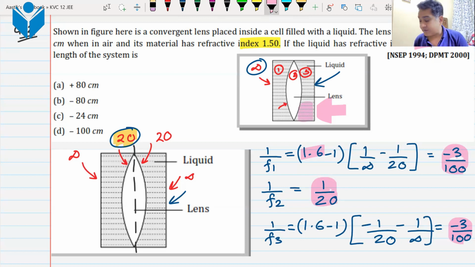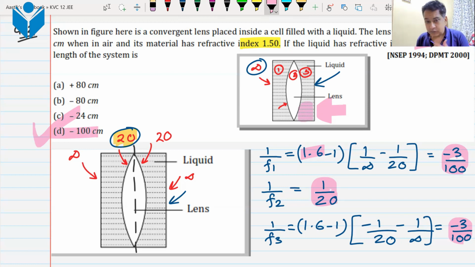Are you getting minus 24, minus 80, plus 80, or are you getting minus 100? Which answer are you getting, Beta? Which one? Minus 100, sir. I think that is the correct answer and that is how it should be done.